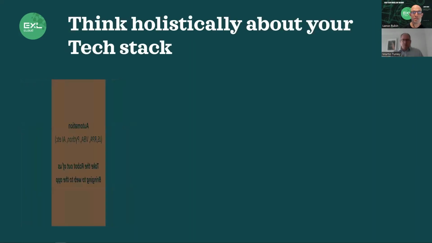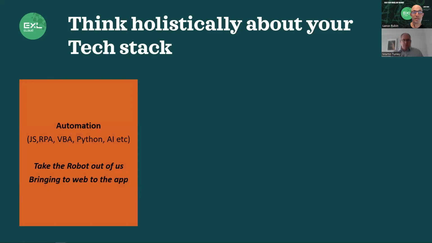But equally important is thinking not just about financial modeling, but our entire technology stack. So what are we doing about automation? How are we thinking about automation in the context of what we are building? Excel Cloud uses JavaScript to get data from the cloud into Excel. There's RPA, there's VBA, there's Python. There's a whole range of technologies, and it can be quite confusing. So understand what we are doing in the automation stack.